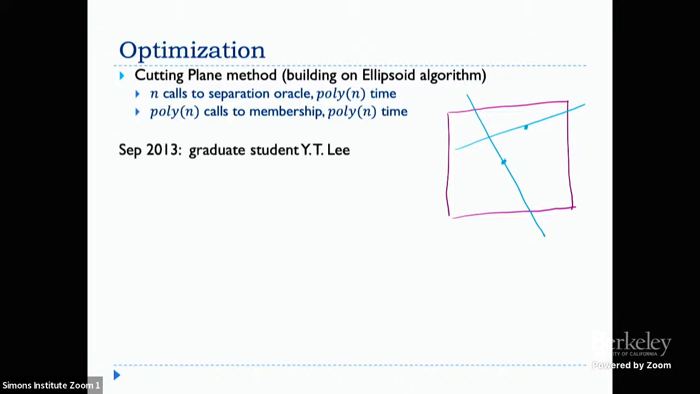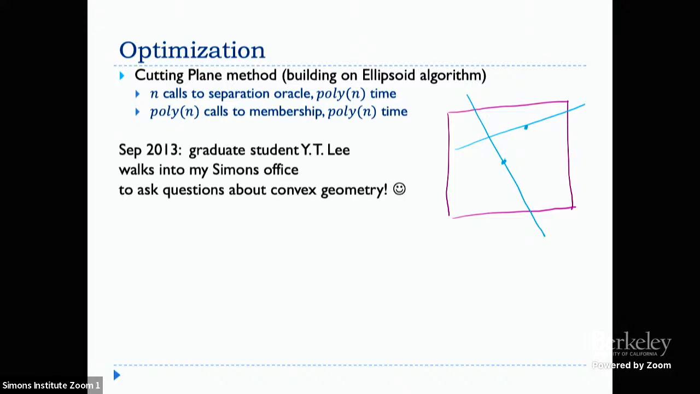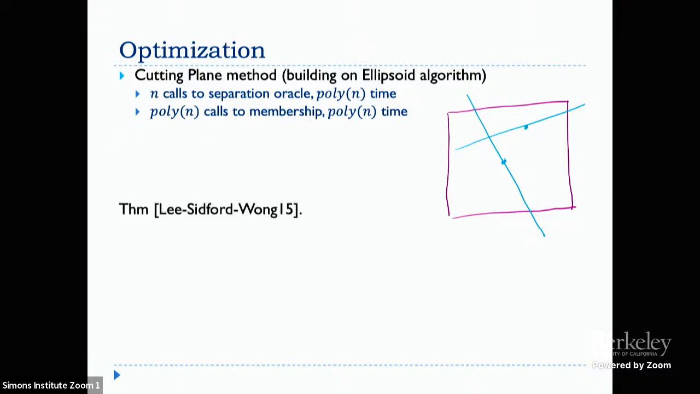Okay, so in September 2013, this guy at the first Simons program, this young graduate student walked into my office and started asking me questions about convex geometry and telling me these things. Indeed, a couple of years later, they had this improved result on this classical problem. Still maintain the n calls to the separation oracle, but you need only n cubed total time. This is the state of the art. It was very much done here, Simons.